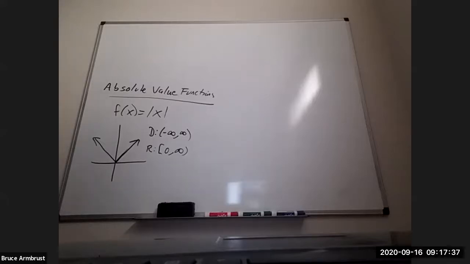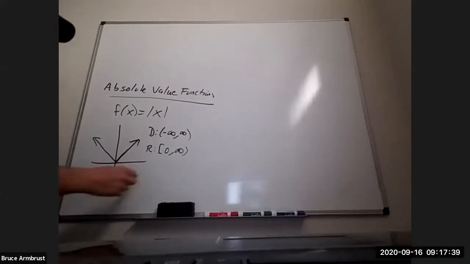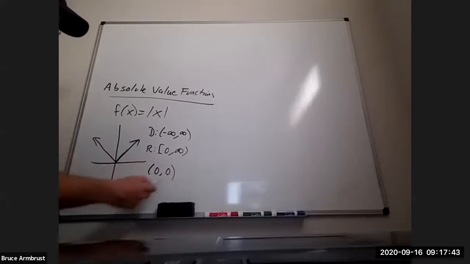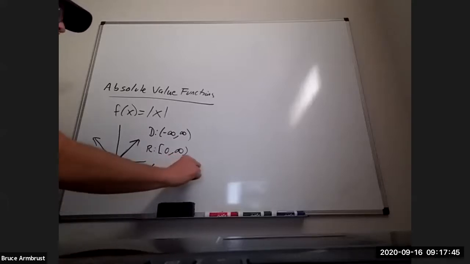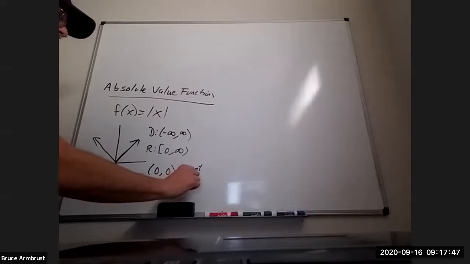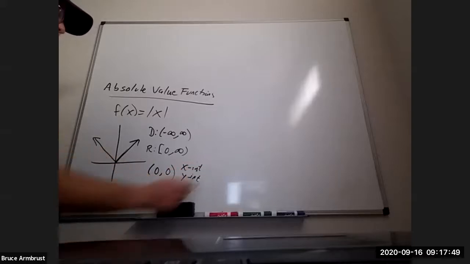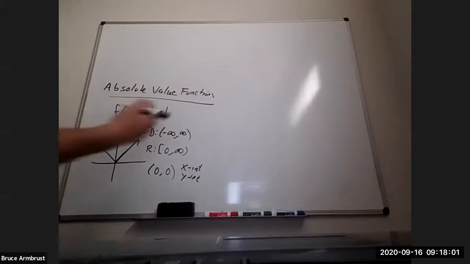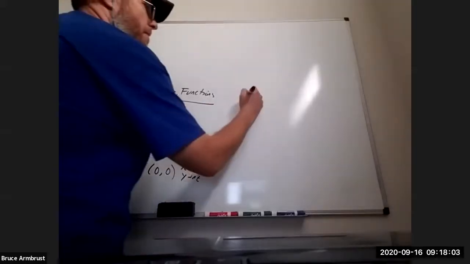All right, so there's its domain and its range. And in terms of the intercepts, it only has the one. The origin is both an x-intercept and a y-intercept. And it is the only x-intercept. All right, so it sounds like we're all pretty good with that one, the absolute value of x.